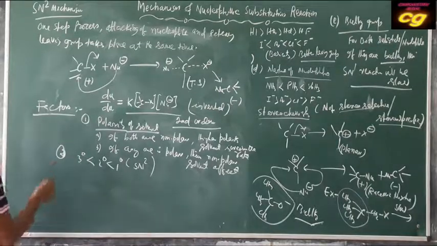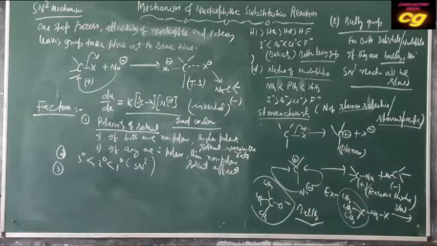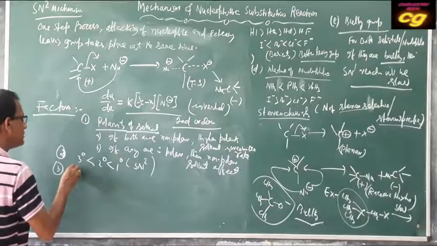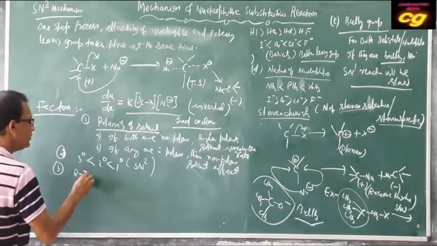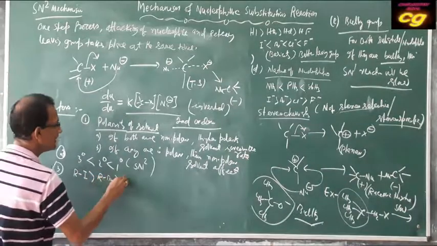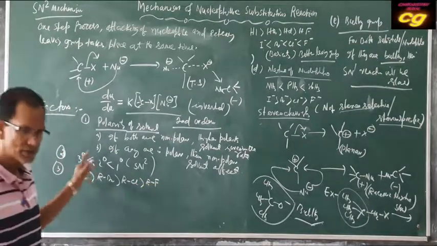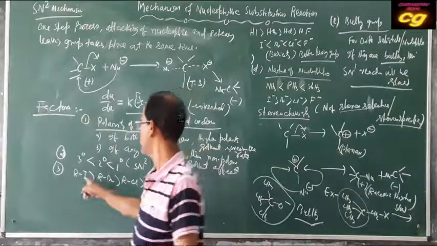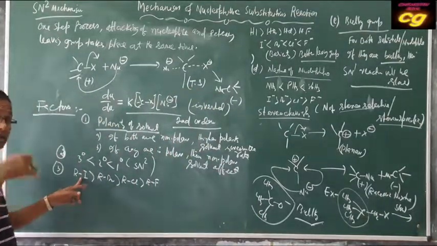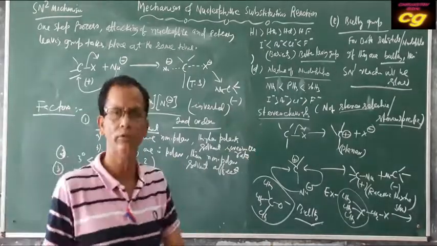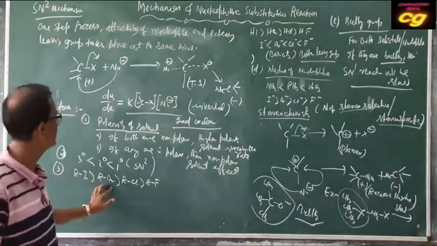Nature of substrate. And another thing, already discussed, is the nature of the leaving group: RI will be greater than RBr, greater than RCl, greater than RF. Because as you go to I, the size is larger. If it is larger in size, the C-I bond is a weaker bond. A weaker bond means easily broken. That's why RI will be faster than RBr, RCl, RF.